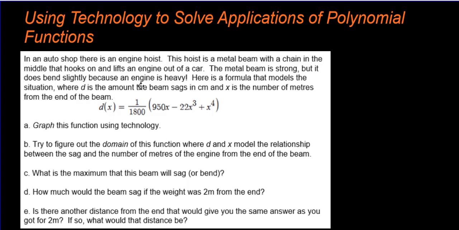It says in an auto shop there's an engine hoist. This hoist is a metal beam with a chain in the middle that hooks on and lifts an engine out of a car. The metal beam is strong, I imagine, but it does bend slightly because an engine is heavy. No kidding. Here's a formula that models the situation. D is the amount the beam sags or bends in centimeters, and x is the number of meters from the end of the beam. So it's a very big beam.